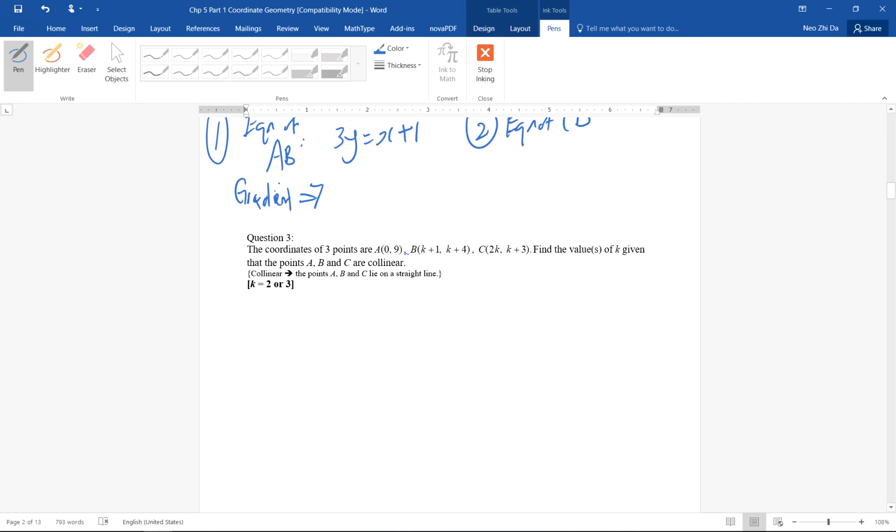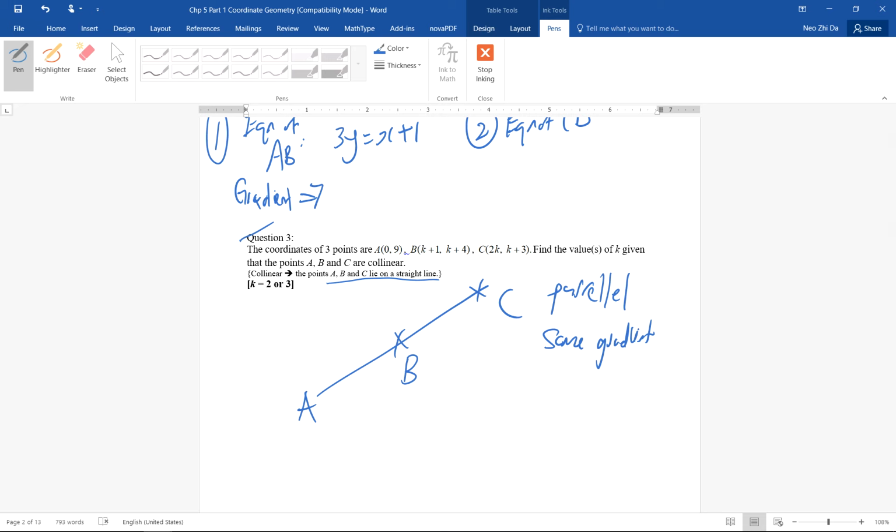Then the next question, these 3 points are A, B, and C. Find the values of K given that A, B, and C are collinear. What's the meaning of collinear? It means they lie on a straight line. For example, if your line is going upwards, it's going to be like that, A, B and C. What it actually means is that they share the same gradient. So using the same gradient property, I want you to go and find the value of K.